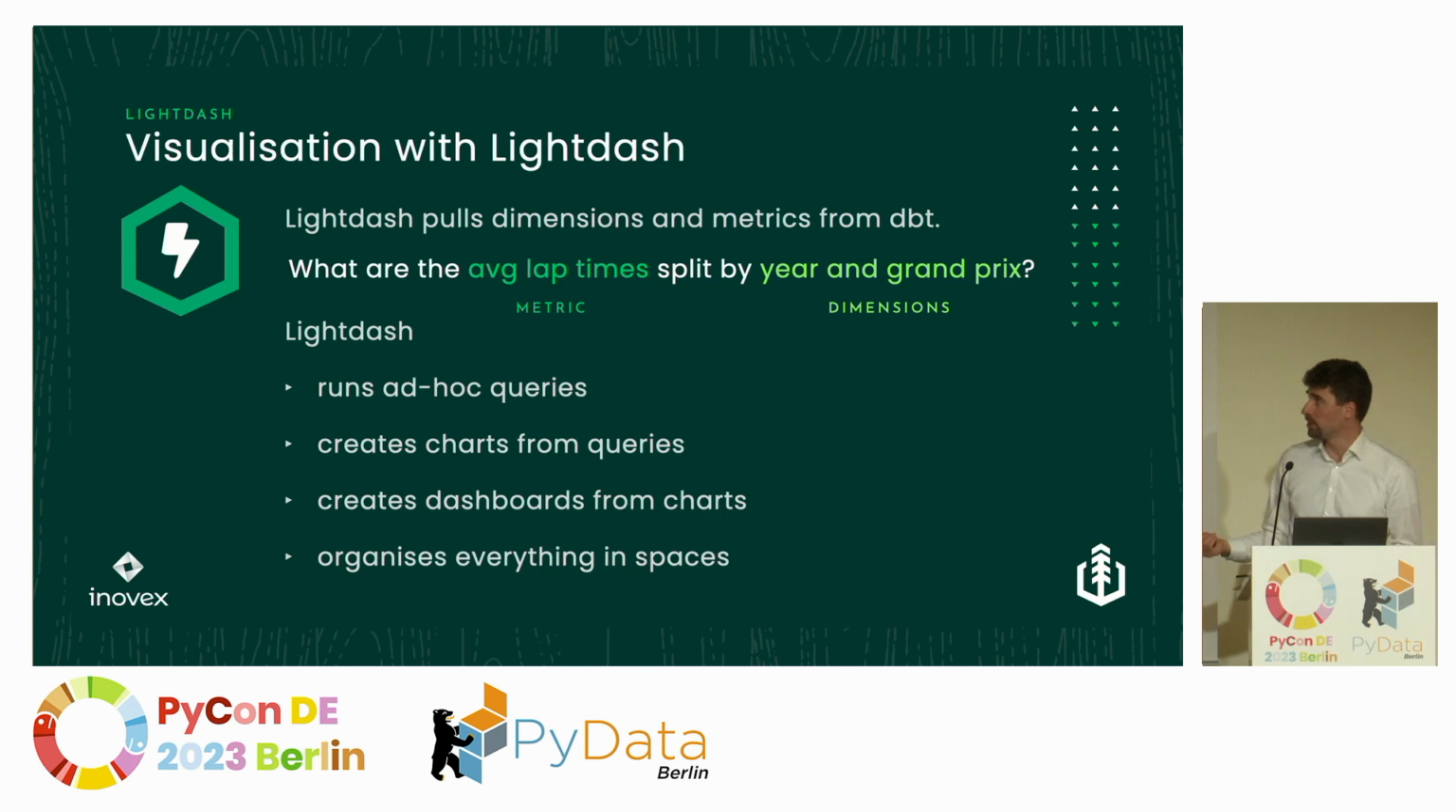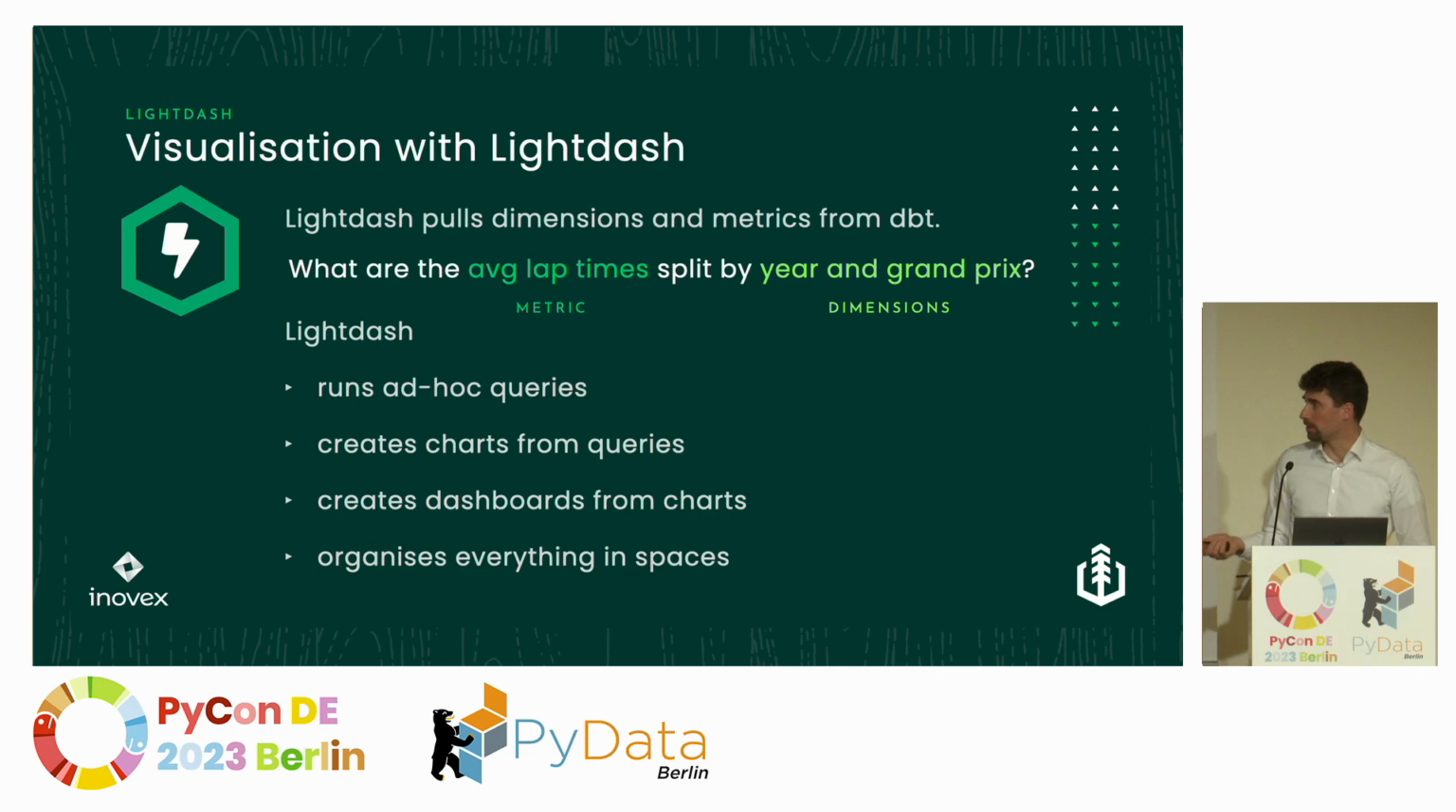And what are those? So if we now ask a simple analytics question, like what are the average lap times split by year in Grand Prix, then this is the metric and this is the dimension, and you would define those directly in code in your dbt project, which is nice because if the metrics become more complicated and you talk to a colleague about a metric, they know how the metric is defined because it's in code. The same with the dimensions.